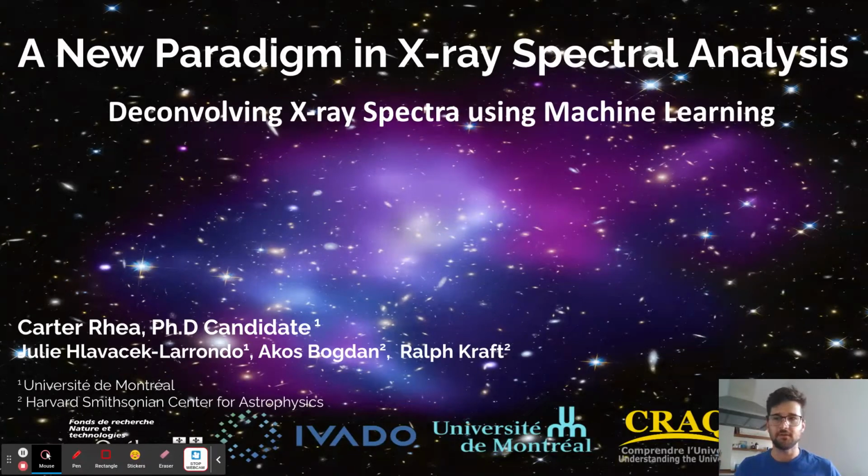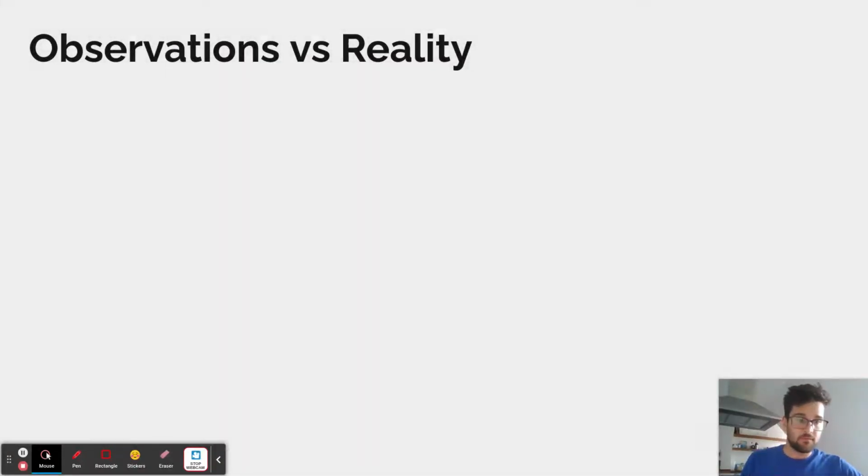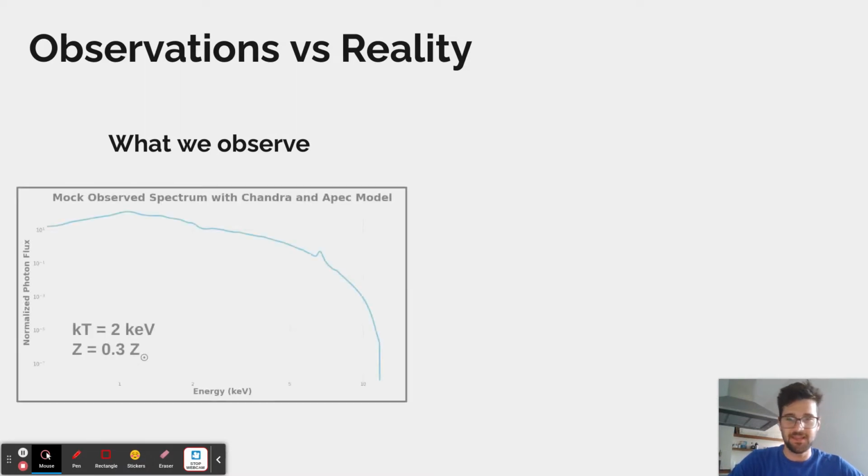Today I'm going to be discussing a presentation that I recently gave at the ICM conference in Copenhagen in August of 2022. I'm going to show everybody here the new paradigm of X-ray spectral analysis that we've been developing, where we use machine learning techniques to deconvolve X-ray spectra. I wanted to start off by demonstrating what the observations of the ICM actually look like in X-rays and what we hope they would look like. I'll also explain why we don't get to see exactly what we would like.